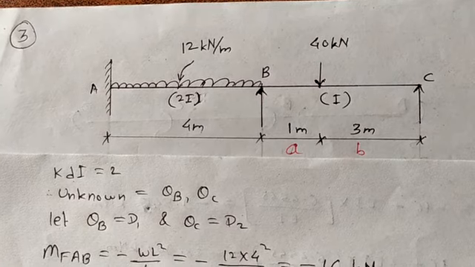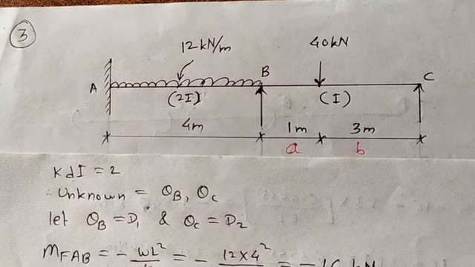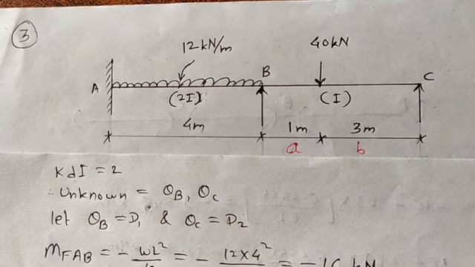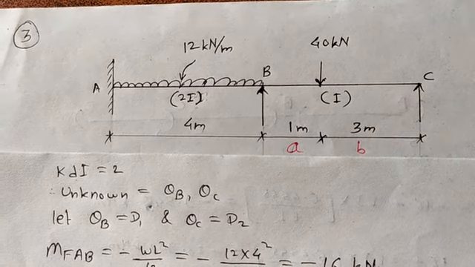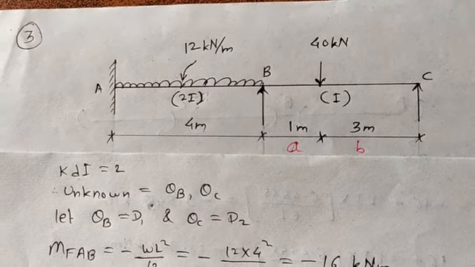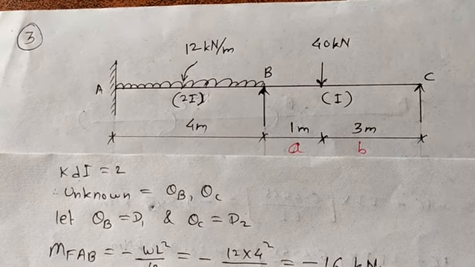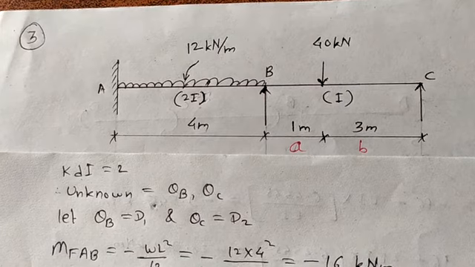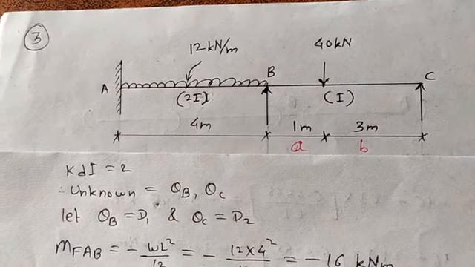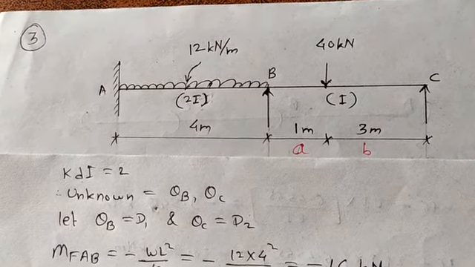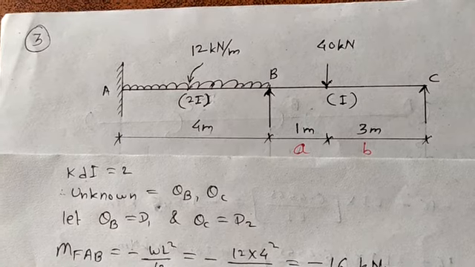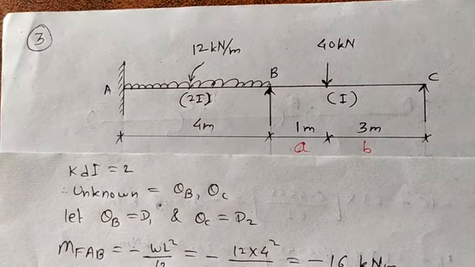Here we are going to analyze an indeterminate structure by using the stiffness method. If you observe the given beam, the kinematic indeterminacy (KDA) comes out to be 2. So the unknowns will be theta B and theta C. Now let us take theta B equals D1 and theta C equals D2.